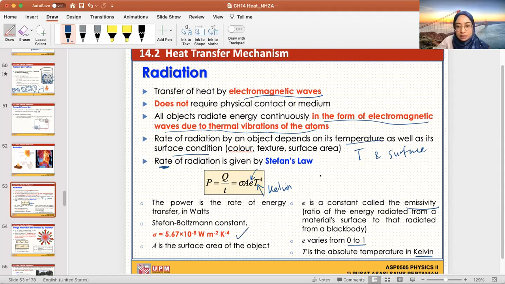If they give sigma equals to blah blah blah, and then you go and use it in the buoyant force, you will definitely get it wrong. Okay, so Stefan's law is for radiation. Sigma A e T to the 4. e depends on your object. A is the area, the surface area. Sigma is a constant.